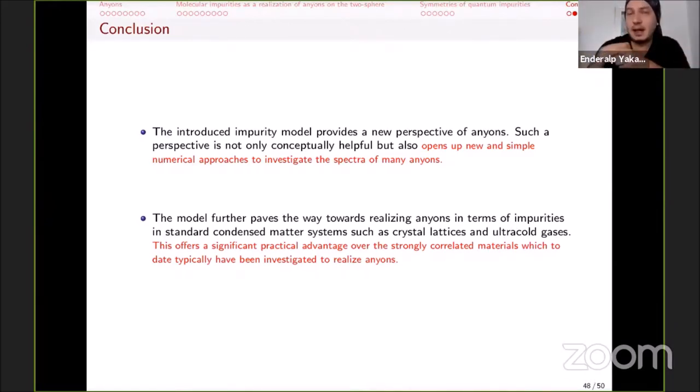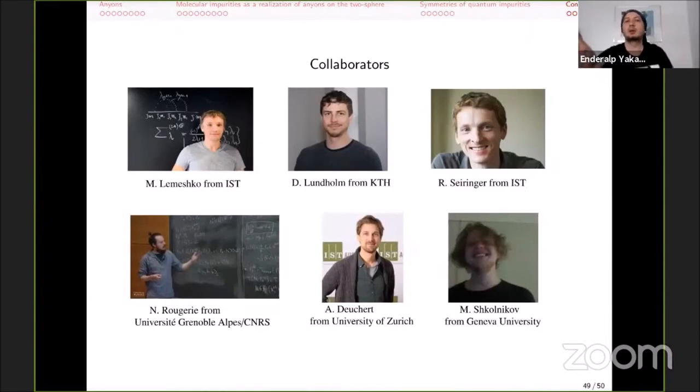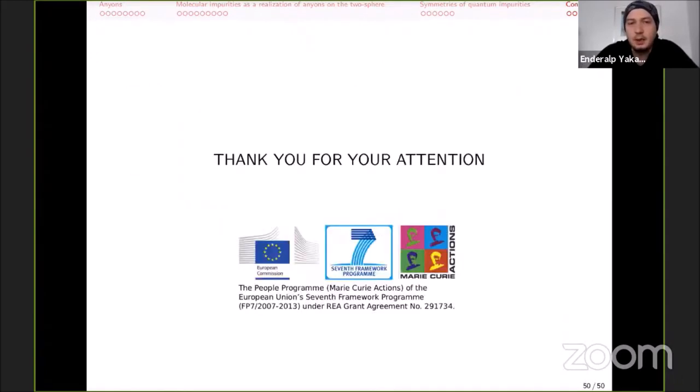The second thing is that we can realize these anyons in a standard condensed matter system, like crystal lattices, ultracold gases, or helium droplets. And this offers important practical advantages over strongly correlated materials like quantum Hall systems and so on. And of course, as a last thing, with this quantum group technique, or Q-deformation technique, we can also find another hint that impurities can be used as a realization of anyons. With this, I would also like to thank my collaborators, Misha from ISTA, Robert Seiringer, Nicola, Andy, and thank you for your attention.